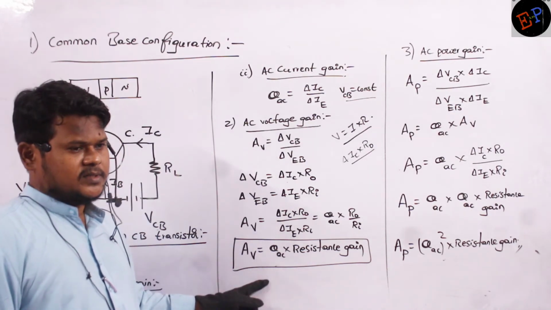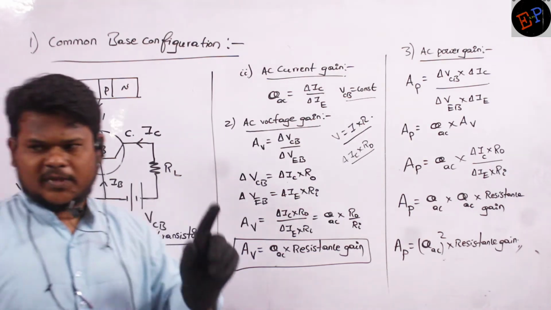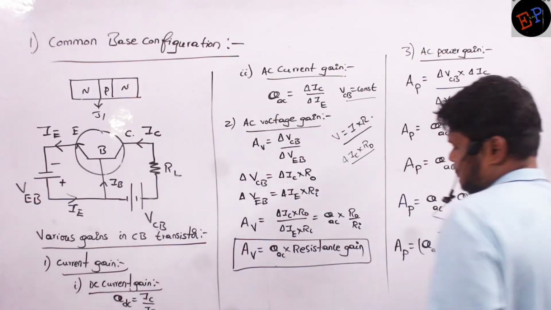So voltage gain is alpha AC multiplied by resistance gain. And what is alpha AC? Change in output current divided by change in input current. Clear? Similarly, power gain.